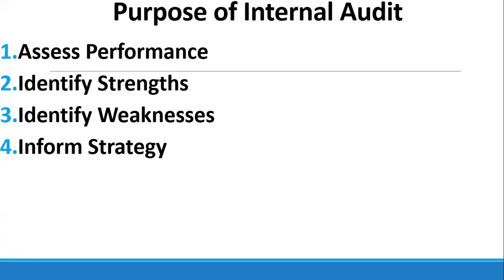What then is the purpose of conducting an internal audit or internal assessment? So the acronym for it is AIII. The first one borders on assessing the performance of the organization, particularly its internal happenings. Then the second I borders on identifying the strengths of the organization. The third one also denotes the tendency to identify the weaknesses of the organization, and finally, to inform strategy formulation and implementation.